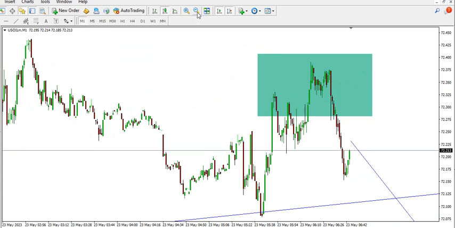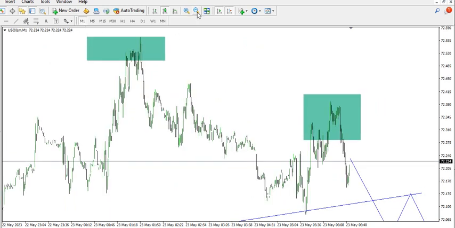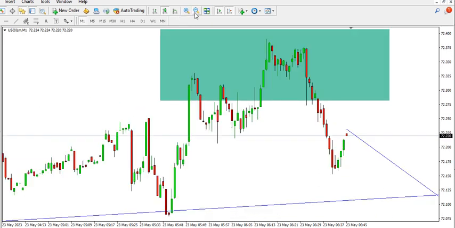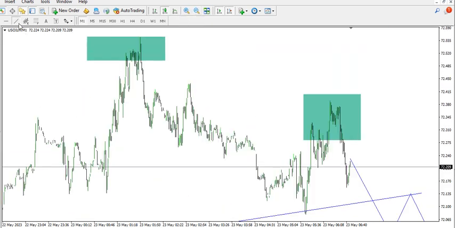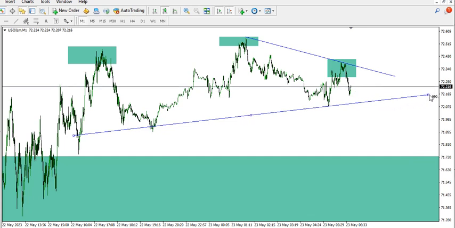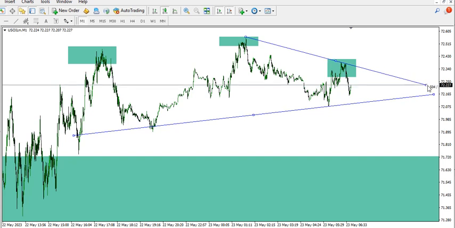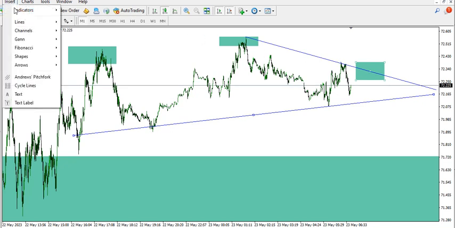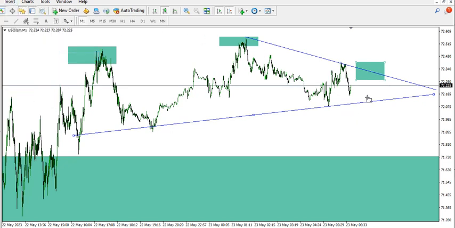Still looking at US oil, we can see that price is still ranging. We may want to wait for price to break out of this current range before we make our trade decision. If it breaks to the top, we might buy, and if it breaks to the bottom, we might push a sell. So that's that for US oil.